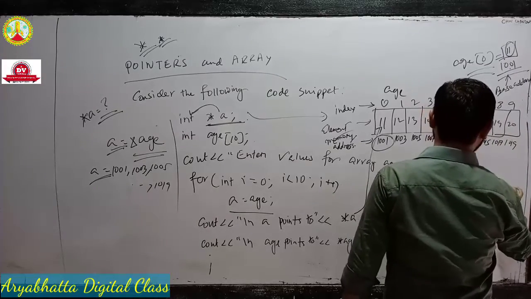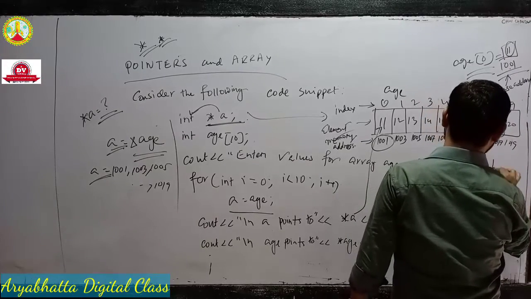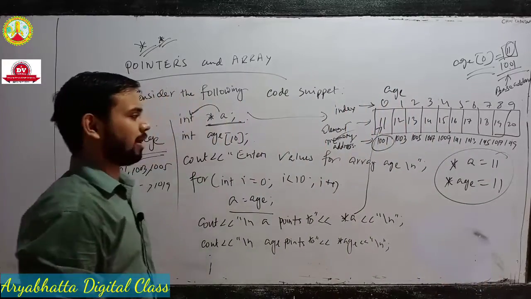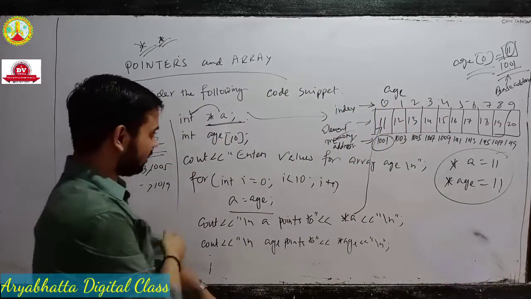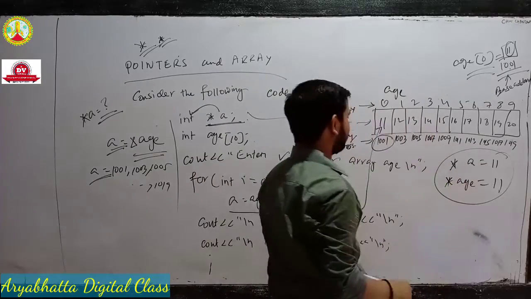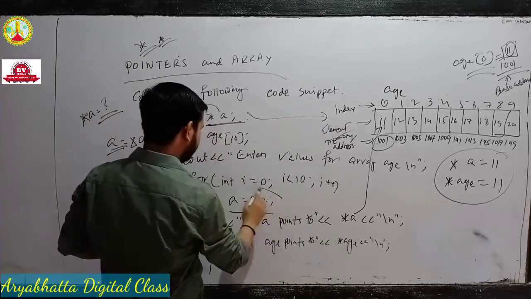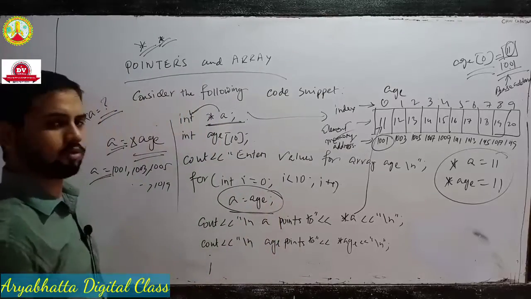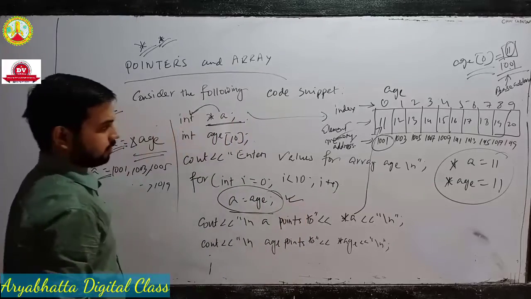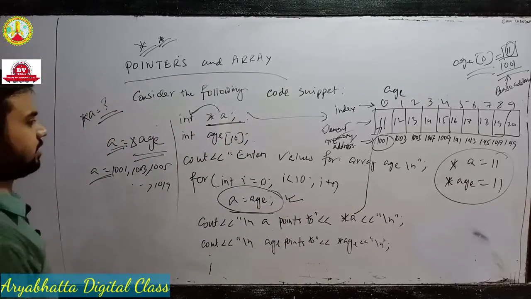Means *S is 11 and *A is also 11. If you see only the first address, regarding this first address, the value is what? 11. Means *A and *S both are the same thing, because here A is equal to S. This is also one important concept. *A and *S is 11.